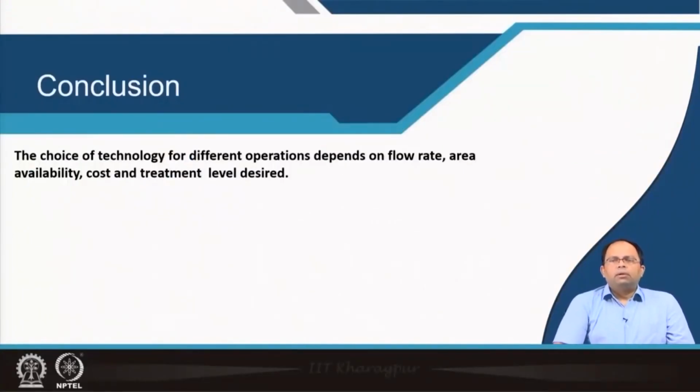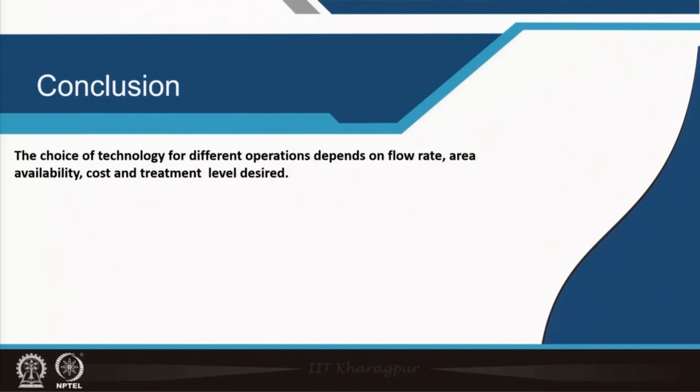Finally, to conclude on these processes, the choice of technology for different operations depends on flow rate, area availability, cost and treatment level desired. Based on that, you have to decide what kind of unit or technology you are going to use for a particular process.